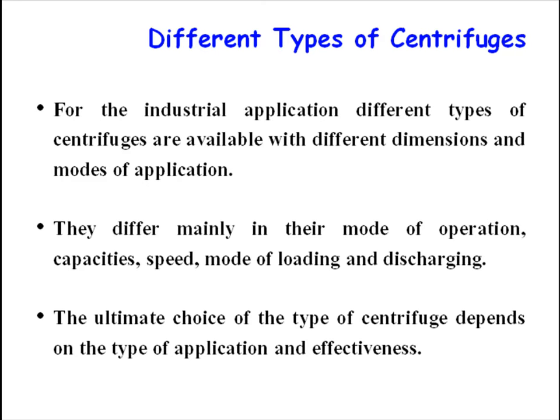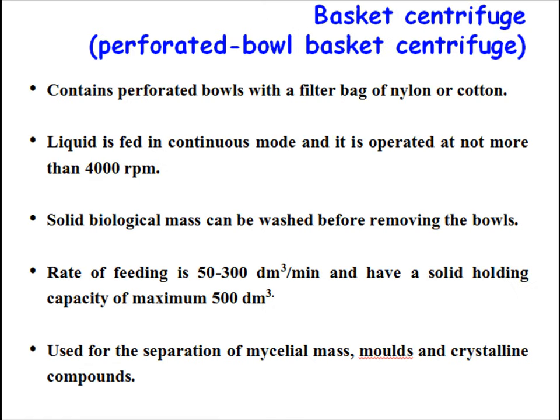They differ mainly in their mode of operation, capacity, speed, mode of loading and discharging. The ultimate choice of the type of centrifuge depends on the type of application and effectiveness. First centrifuge, that is basket centrifuge, which is also known as perforated bowl basket centrifuge. It contains perforated bowls with a filter bag of nylon or cotton.